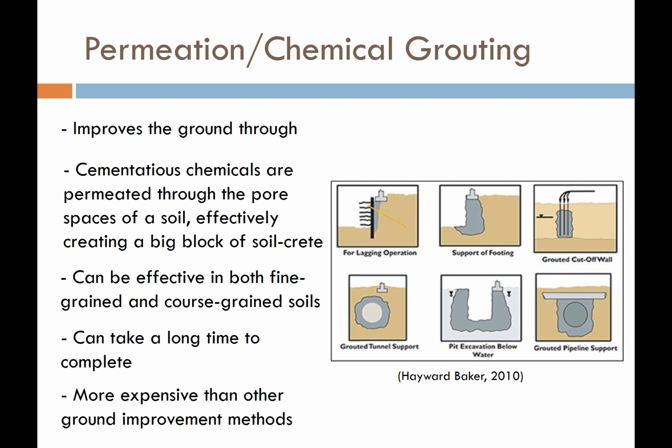Okay, the next form of ground improvement is called permeation or chemical grouting. Permeation or chemical grouting is basically where we set up a series of pumps and permeate a treatment or grout through the soil until that grout saturates the pore space in the soil. So it has to be a pretty soupy and runny grout. And so it's going to make kind of like a soilcrete. And then once the soilcrete hardens, we can do lots of stuff.